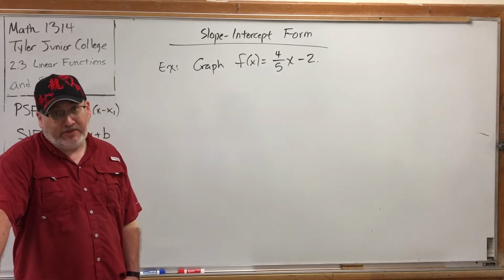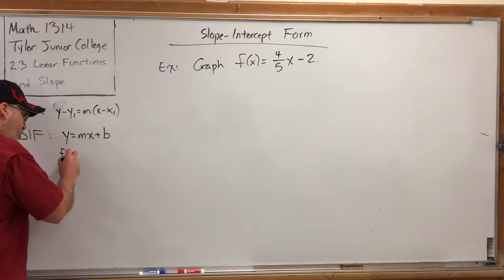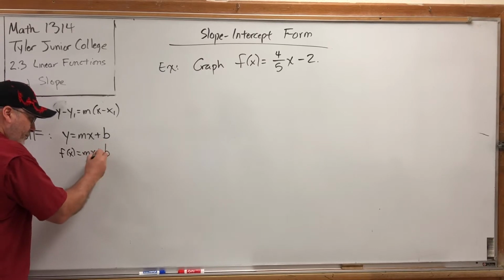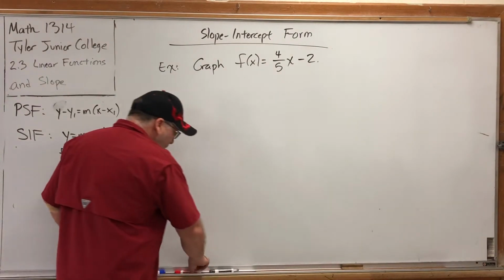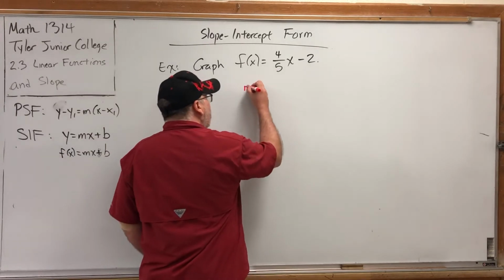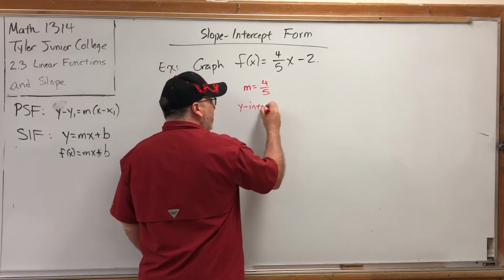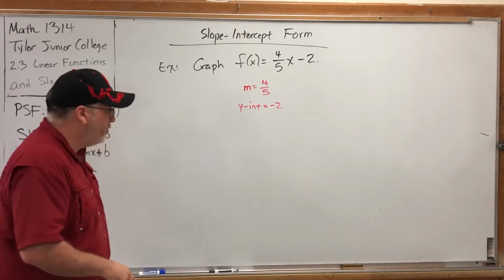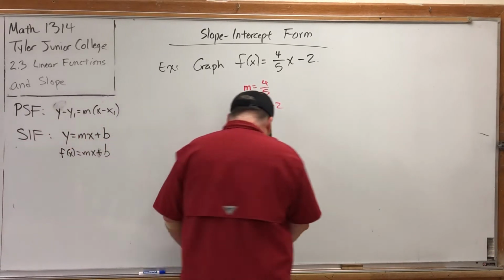I know a lot of things about this graph. Number one, because it's in the correct form of f of x equals mx plus b, it's a linear function, and hence its graph will be a line. Number two, because it's in slope-intercept form, I know that the slope is 4/5, and I know that the y-intercept is -2. That is valuable graphical information. Can we use it to draw the line? And the answer is yes.